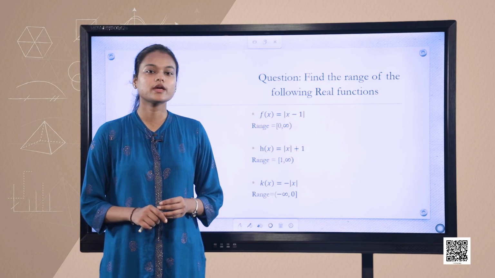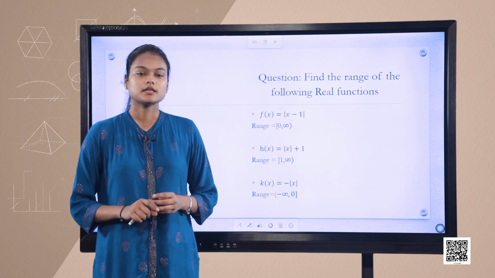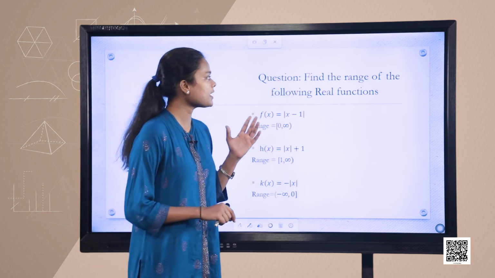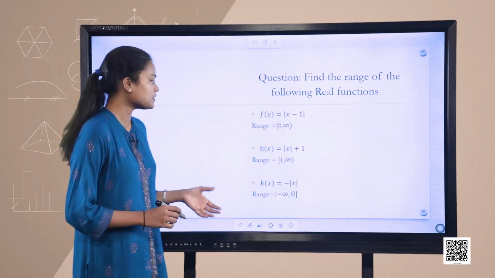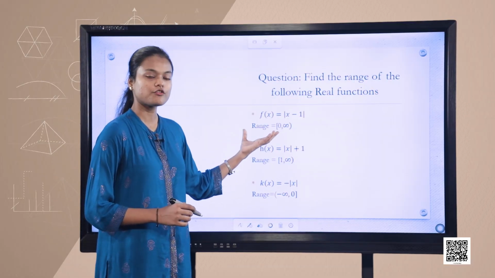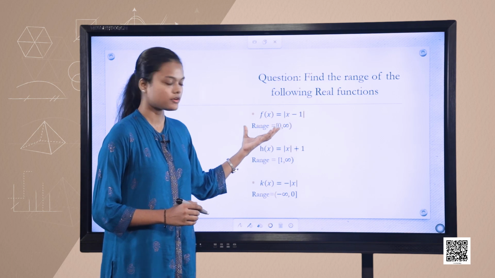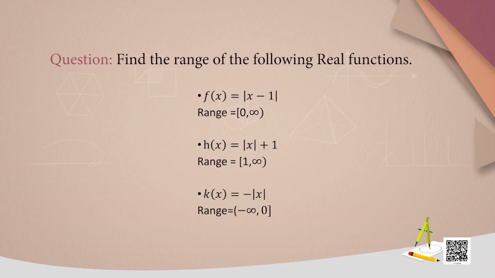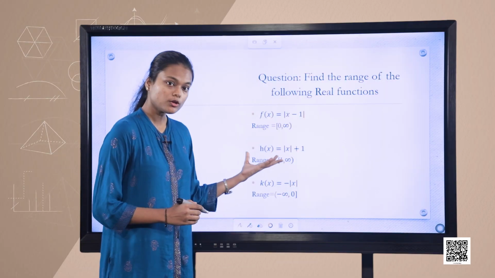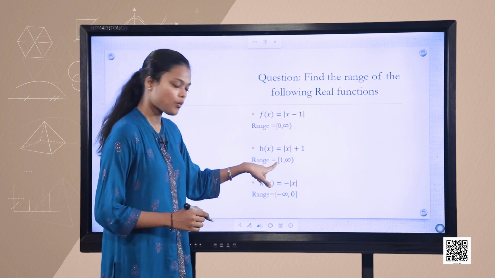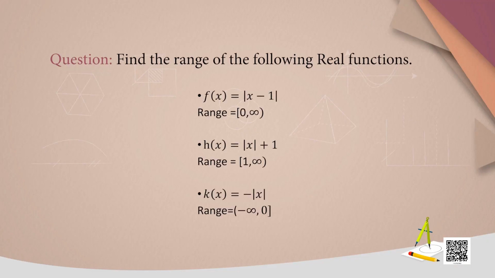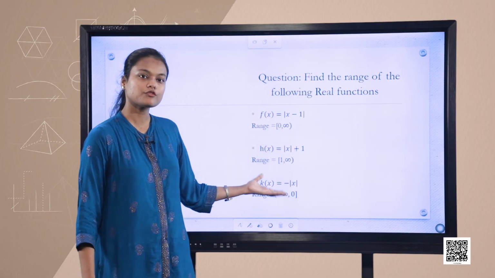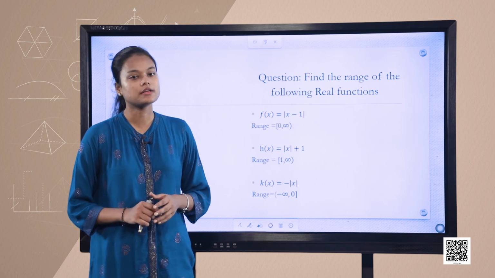You may remember that we have given you an assignment. In the assignment, we asked you to find the range of the following real functions. These are the three functions in which you have to find the range. The first one is the set of all non-negative real numbers. In the second case, we are getting the set of all those real numbers starting from 1 till infinity, and 1 is included. And in the third case, the range is coming out to be the set of all non-positive real numbers.